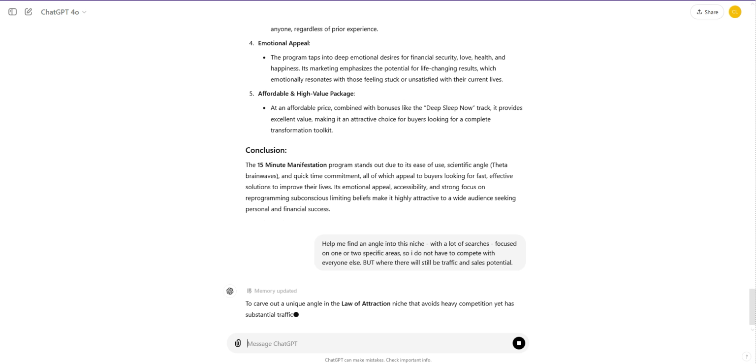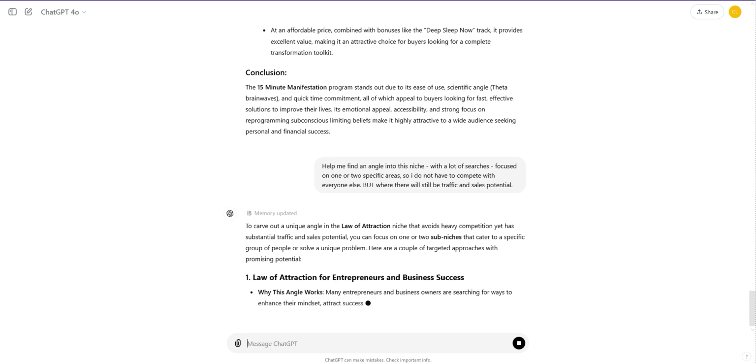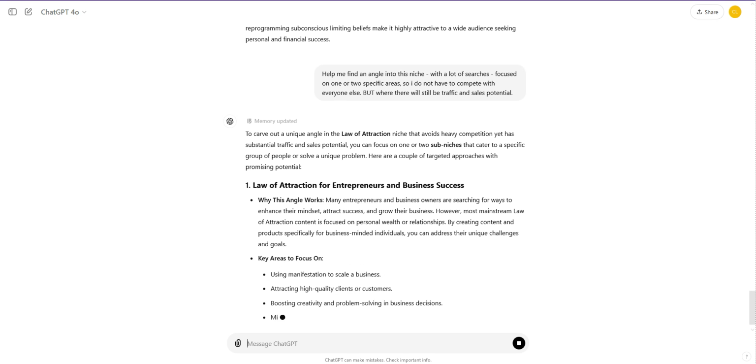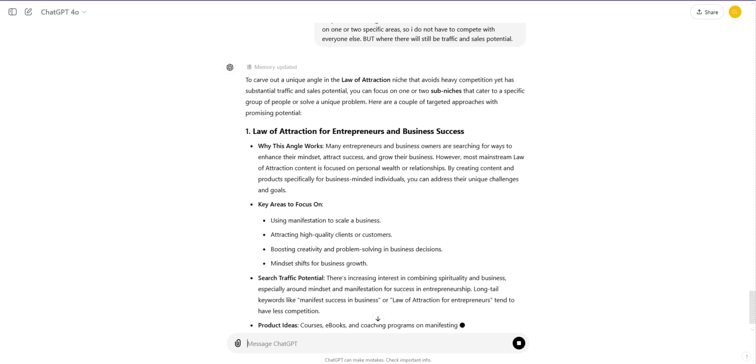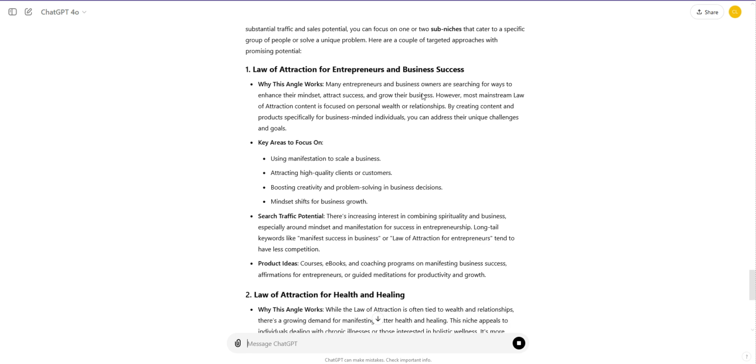And it's updating its memory to carve a unique angle out in the law of attraction niche. There we go. So it's giving me some ideas how I could position a site, the key phrases that we're going for: using manifestation to scale a business, attracting high quality clients or customers. So this is for business success.